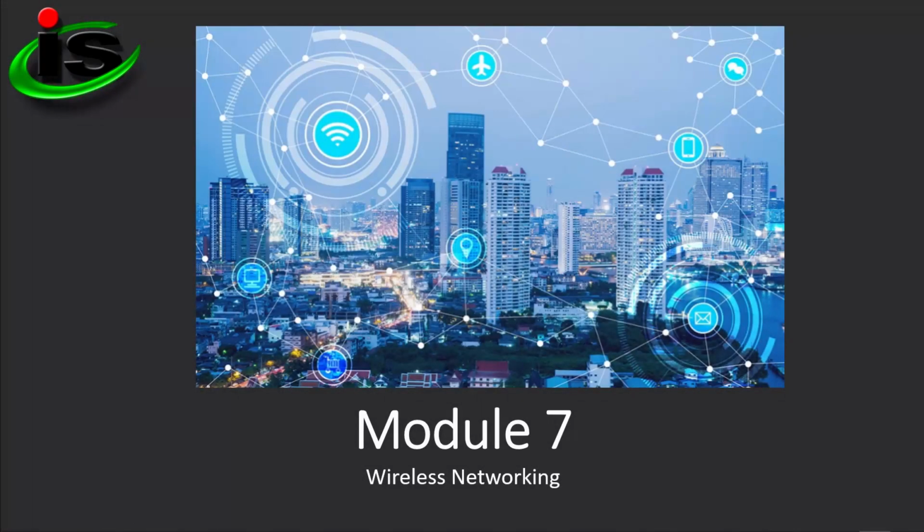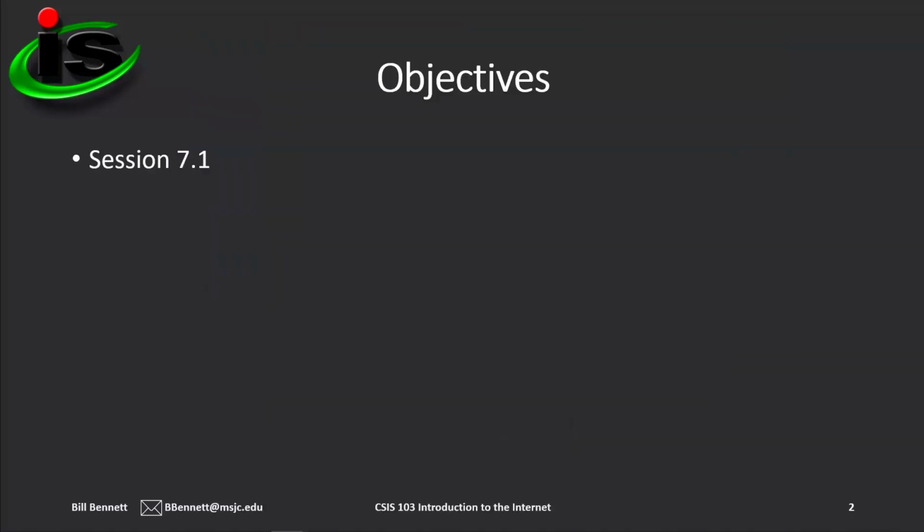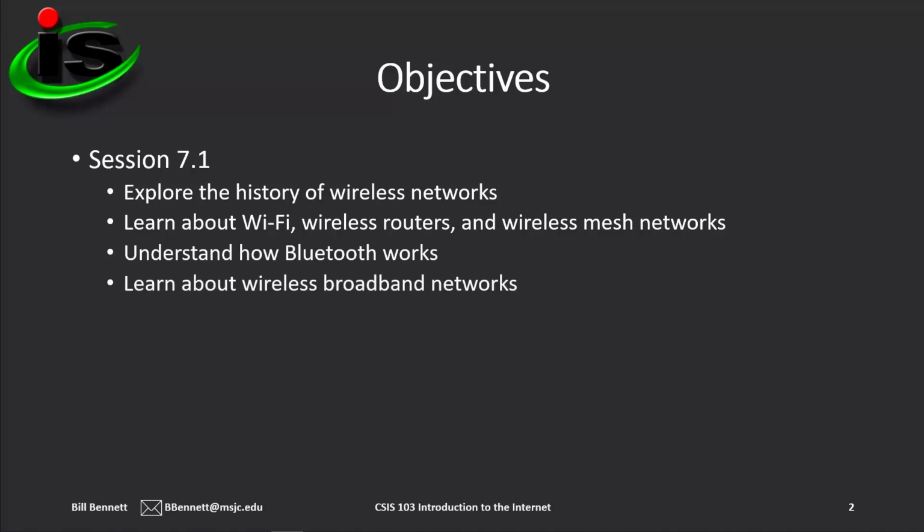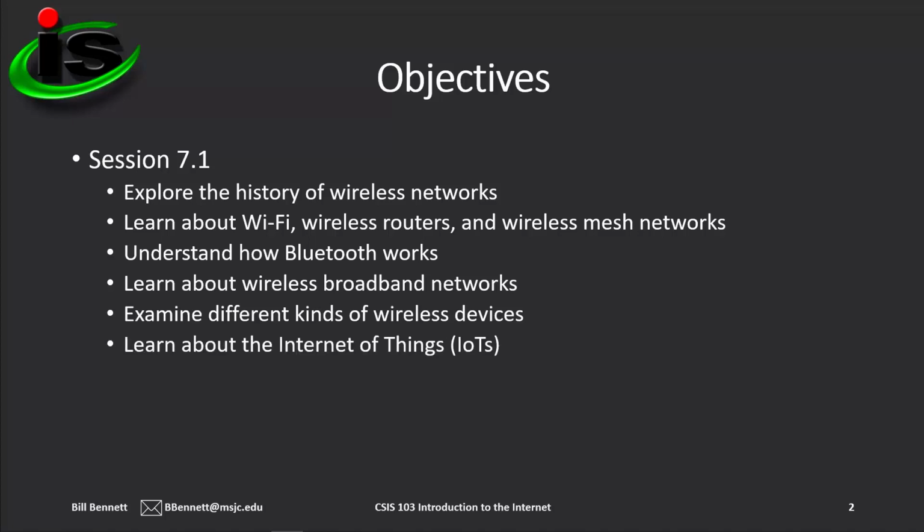In Module 7, you'll be learning about wireless networking. Our objectives for the first session, 7.1, are that you will be learning about the history of wireless networks, learning about Wi-Fi, wireless routers, and wireless mesh networks, understanding how Bluetooth works, learning about wireless broadband networks, examining different kinds of wireless devices, learning about the Internet of Things.